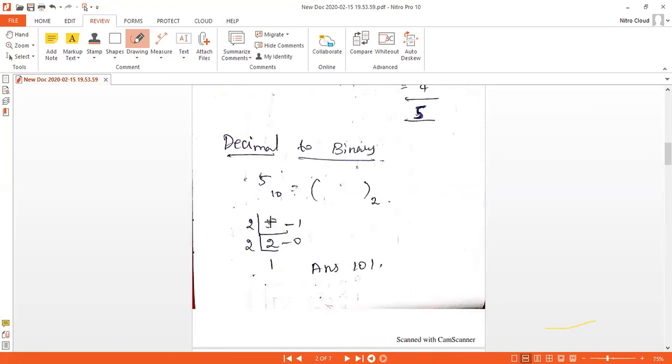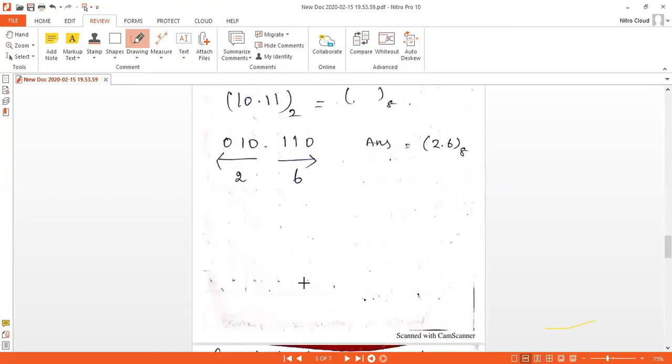Same procedure what you have done here. Here, to binary, you divided by 2, correct? In case of octal, divide by 8. Hexadecimal, divide by 16. Procedure is same. You have to write the remainder in the question.